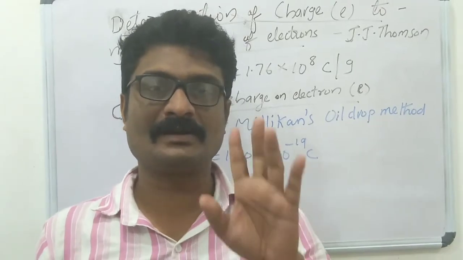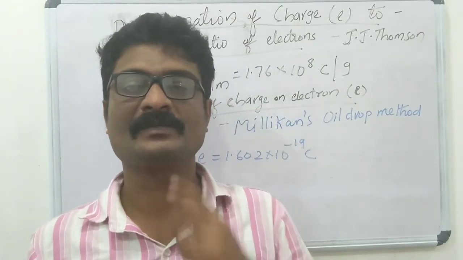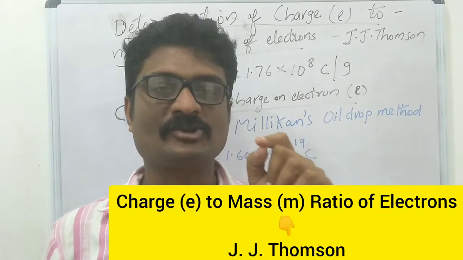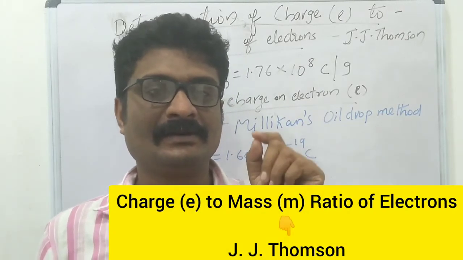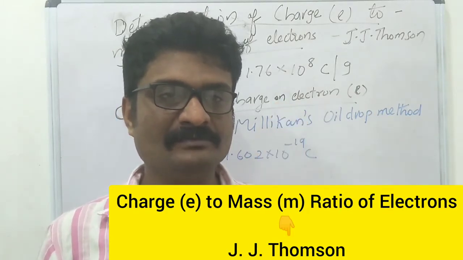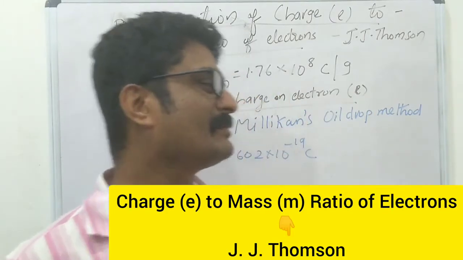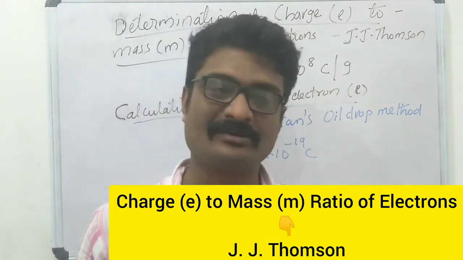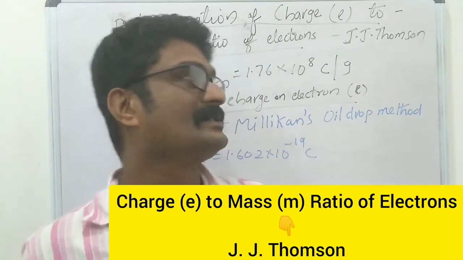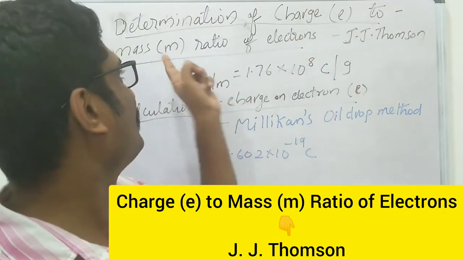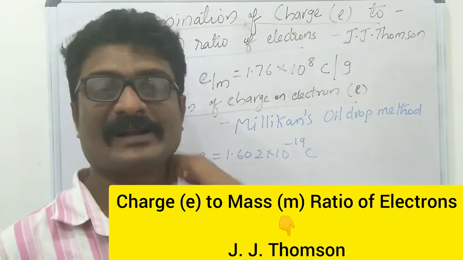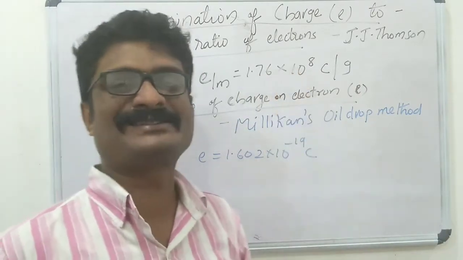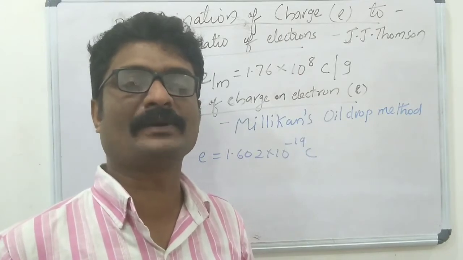Then in the year 1897, J.J. Thomson for the first time experimentally determined the charge to mass ratio of electron. Charge e, mass m, the e/m ratio of electron is found to be 1.76 × 10^8 coulomb per gram.